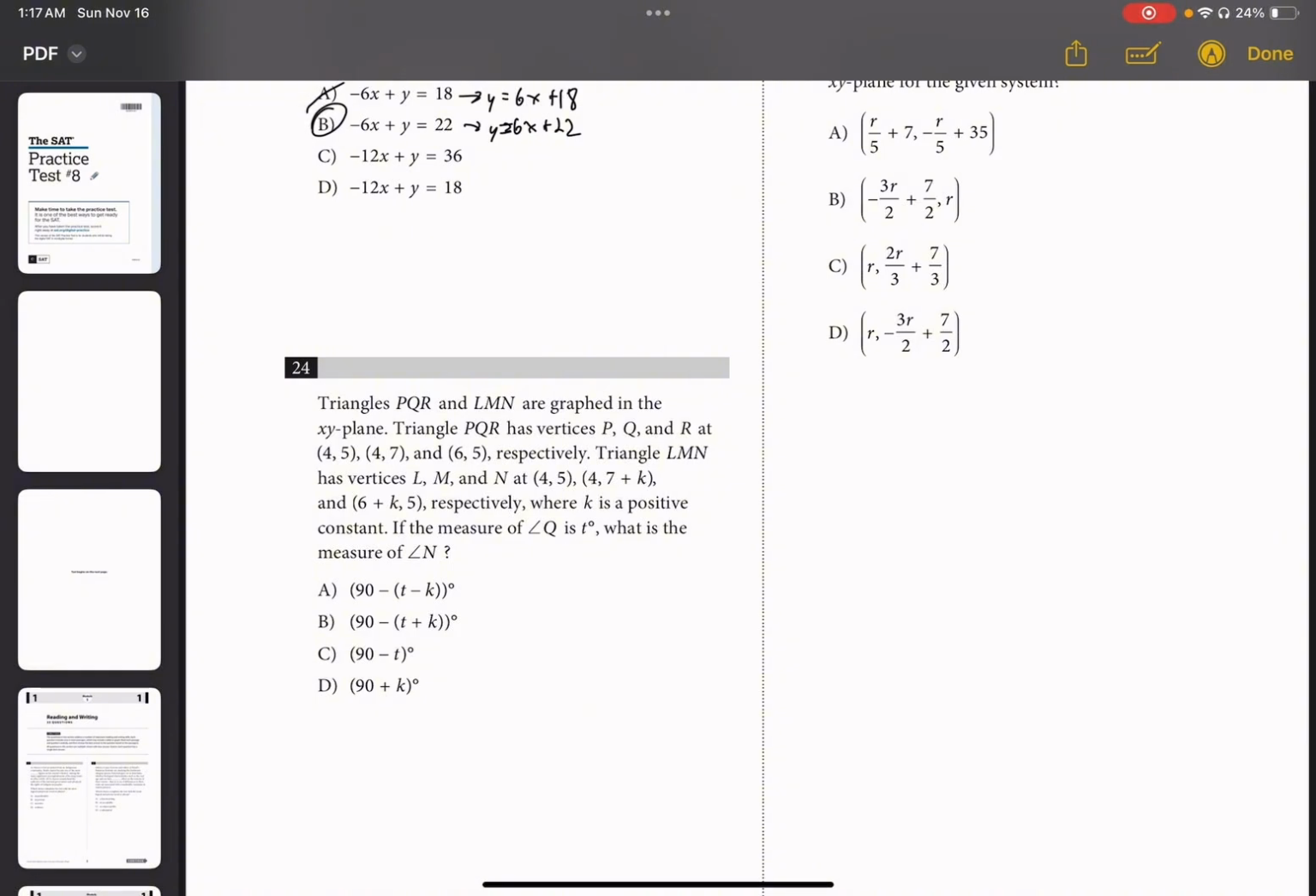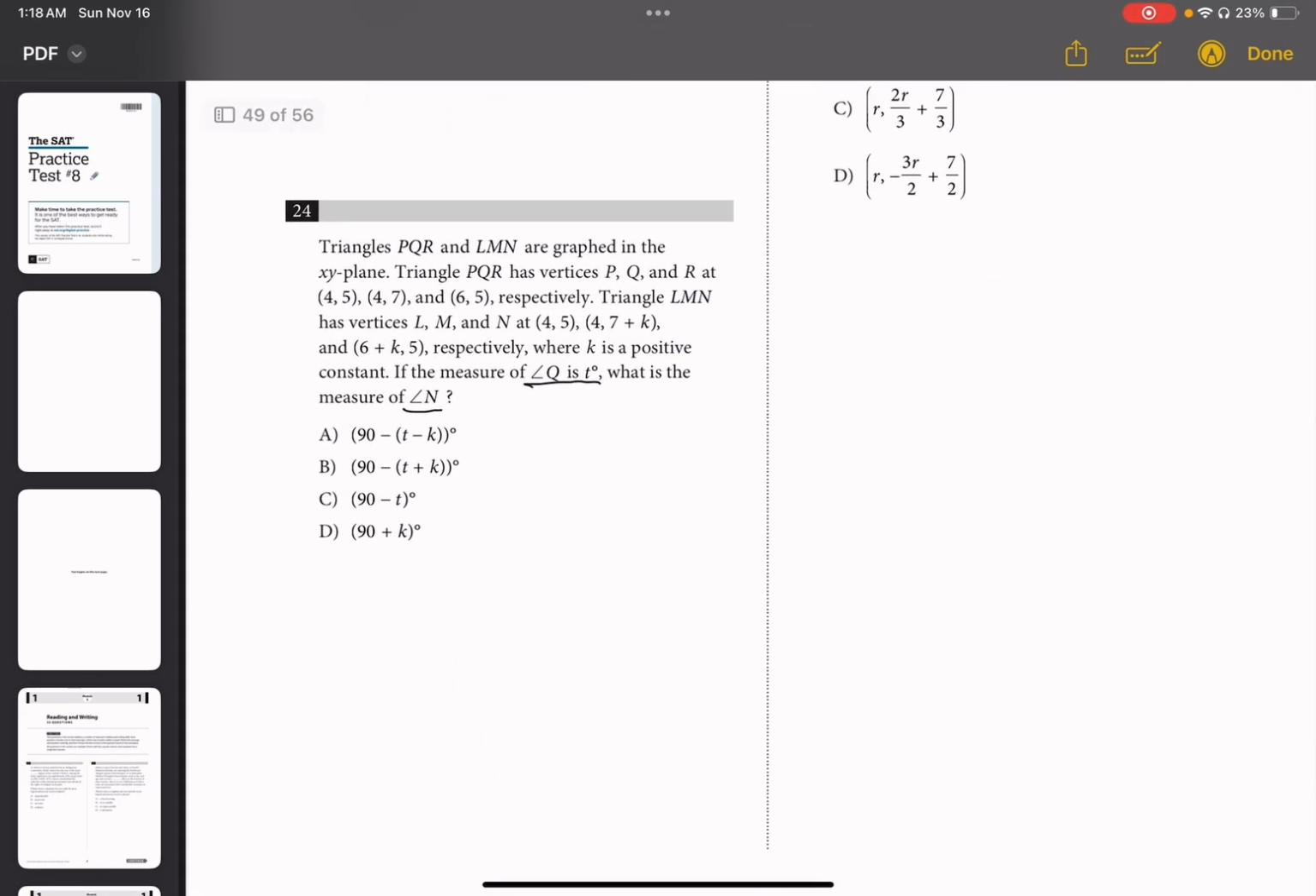Question 24. Triangles PQR and LMN are graphed in the xy-plane. Triangle PQR has vertices P, Q, and R at (4, 5), (4, 7), and (6, 5), respectively. Triangle LMN has vertices L, M, and N at (4, 5), (4, 7 plus K), and (6 plus K, 5), respectively, where K is a positive constant. If the measure of angle Q is t degrees, what is the measure of angle N?